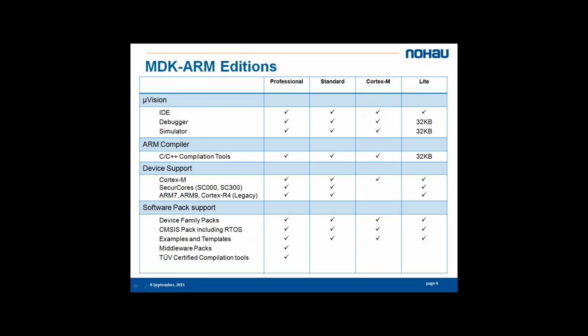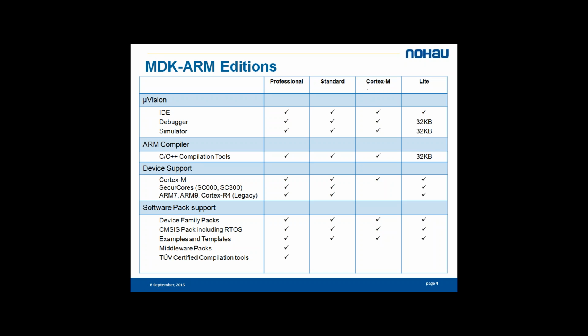So let's talk about MDK ARM. Well, there are 4 different flavors. We have the free version, which I'm using today. So everything I do, you can do as well for free. The limitation of the free version is that you have a 32K maximum of code size. If you need more than 32K, then you should either go with the standard or with the Cortex-M.